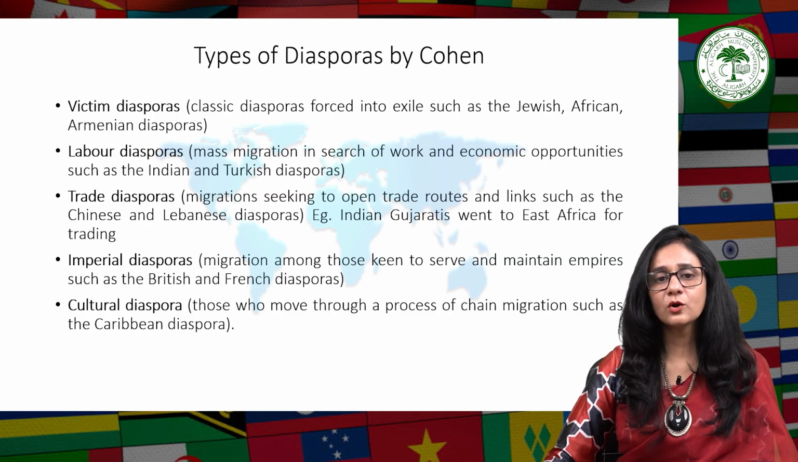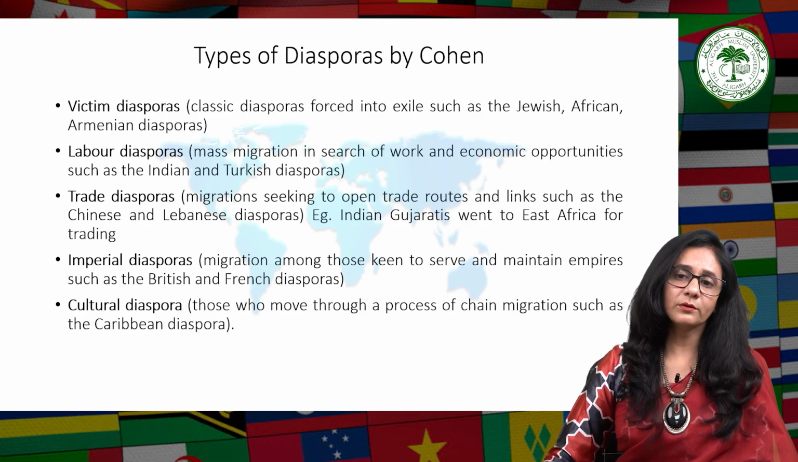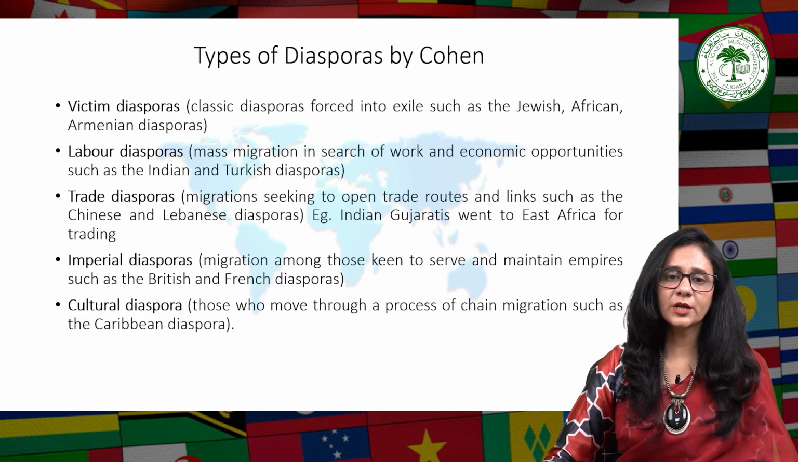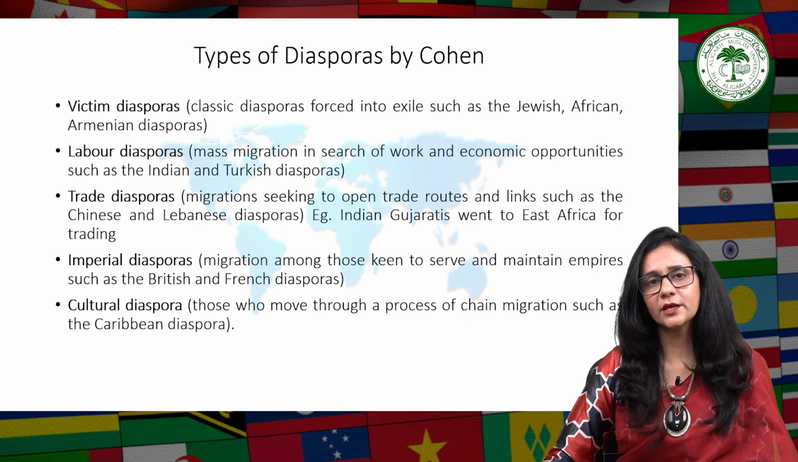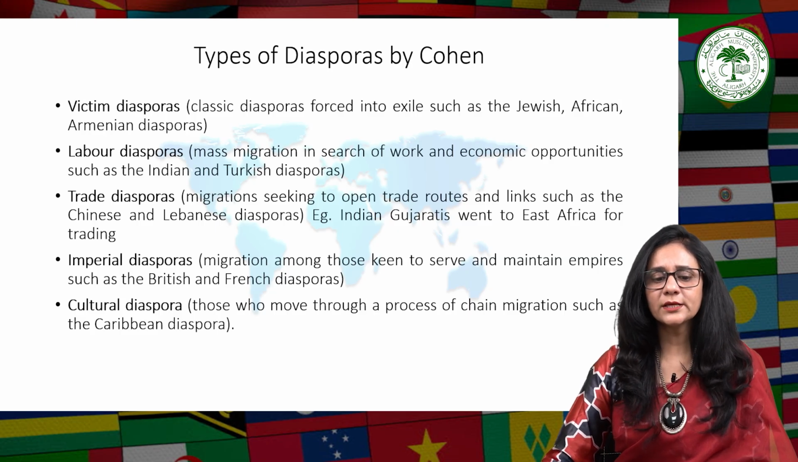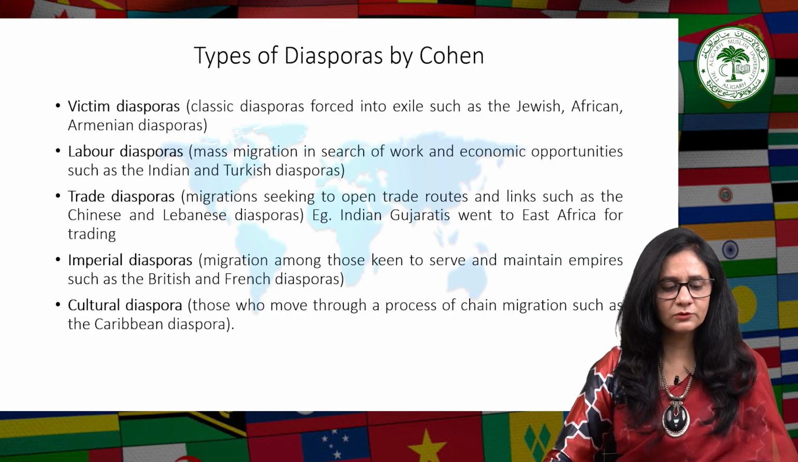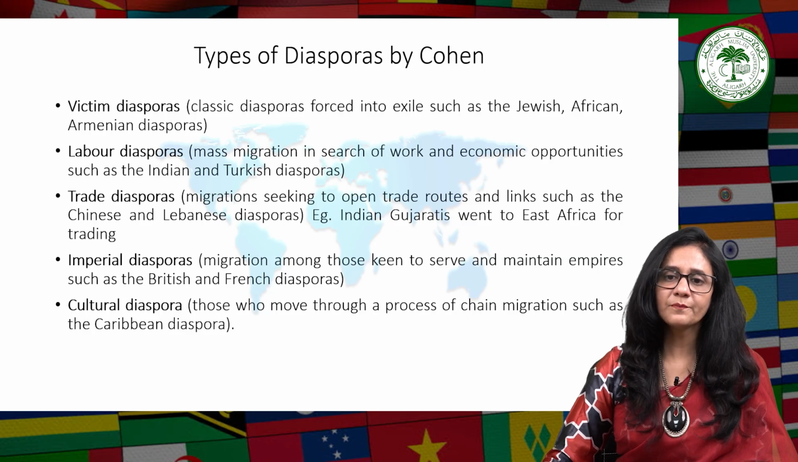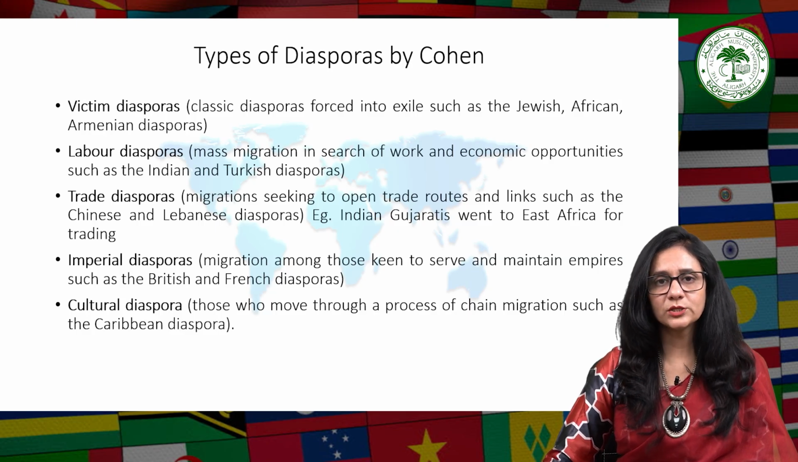Last one described by Cohen is cultural diaspora, where he says people move through a process of chain migration, such as Caribbean diasporas. Cohen has described all these 5 forms of diaspora in his book Global Diasporas.